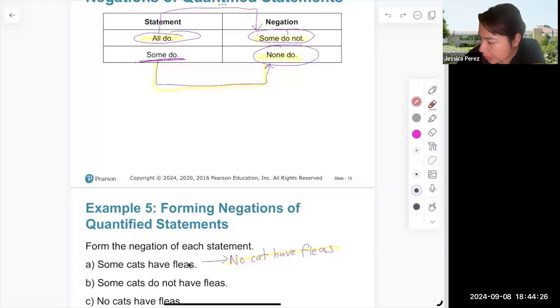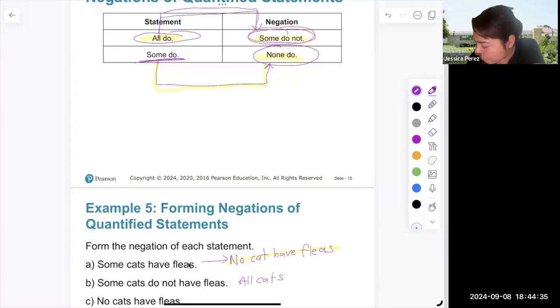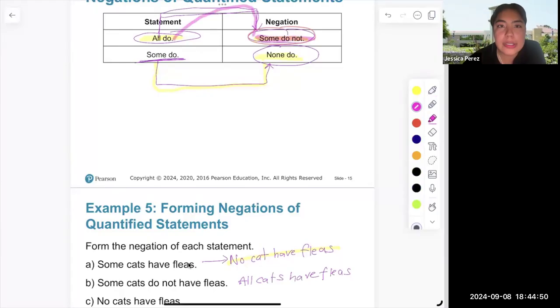Some cats do not. We'll go to the negation, which is all cats have fleas. Again, we start with some cats do not, so I'm looking at the negation. I'm looking up here at some do not, and I'm going backwards. Now it says all do. So all cats have fleas.